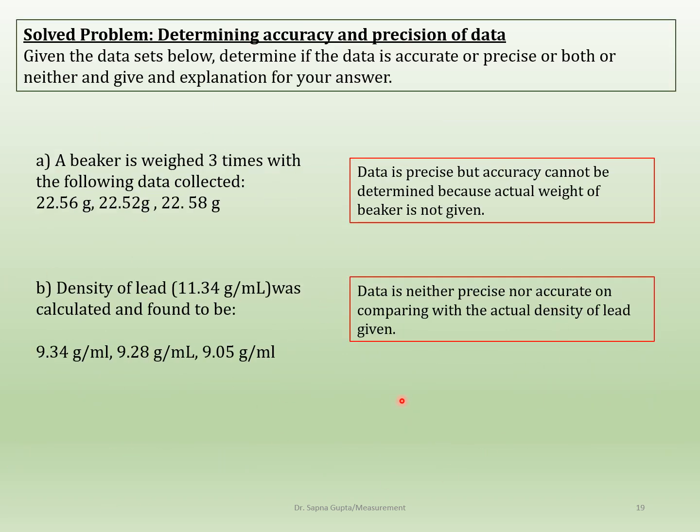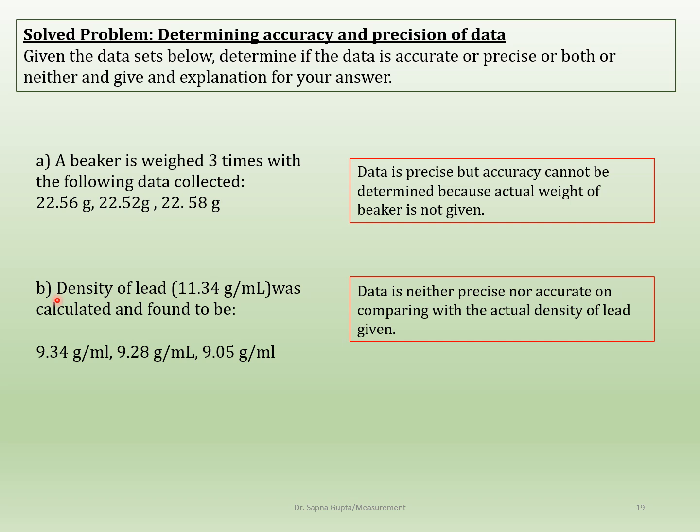So here is an example of accuracy and precision of data. Here is a beaker, weighed 3 times, and you can collect the following data: 22.56, 22.52, and 22.58. At this point, the data that we've collected is precise, but I shouldn't say not accurate, rather accuracy cannot be determined, because we don't know what the weight of the beaker is supposed to be.